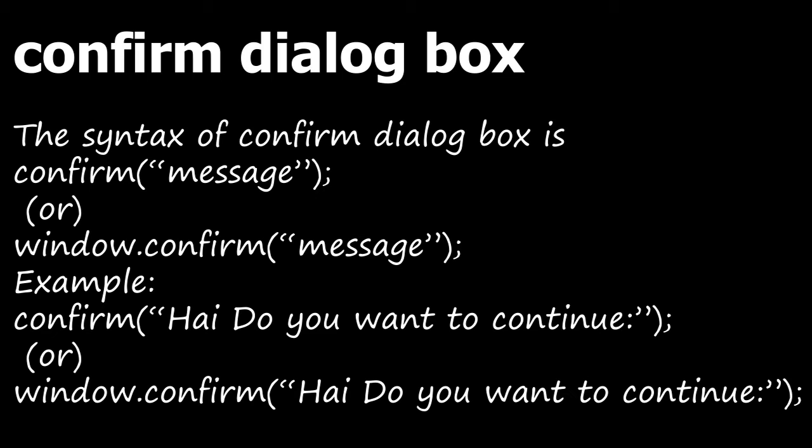This displays a dialog box with two buttons. It will have confirm and cancel, or it will have OK and cancel. Like that, it will have two options. It is used to get the opinion of the user, right? If the user clicks the OK button, that confirm, it will be confirmed, right?